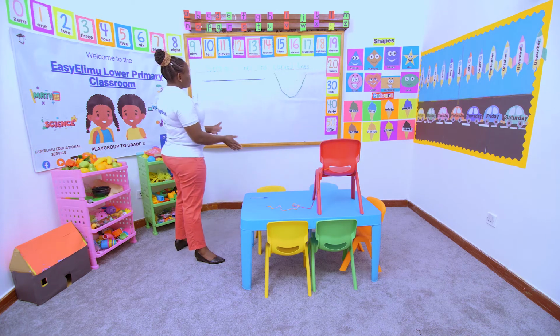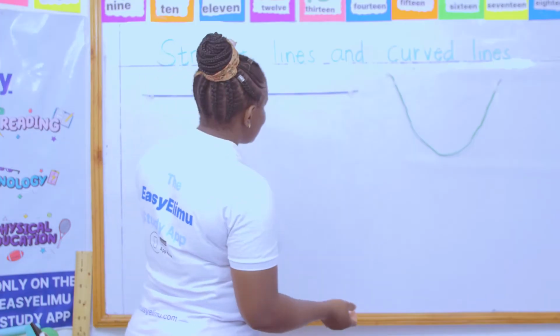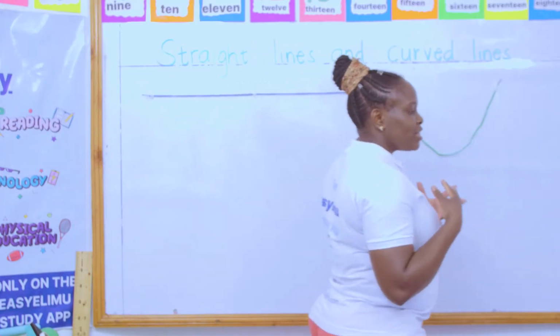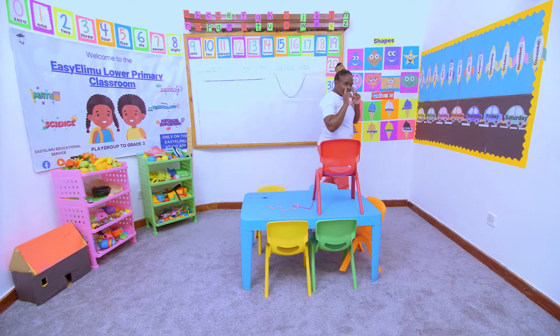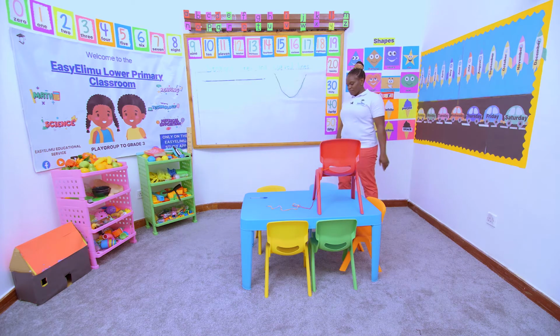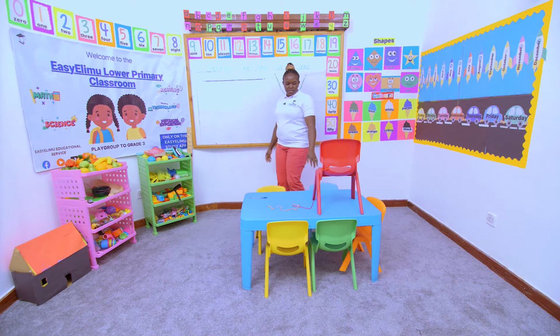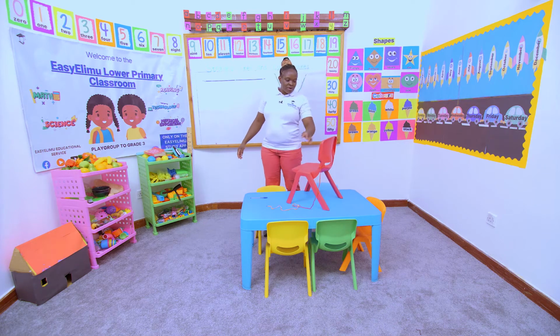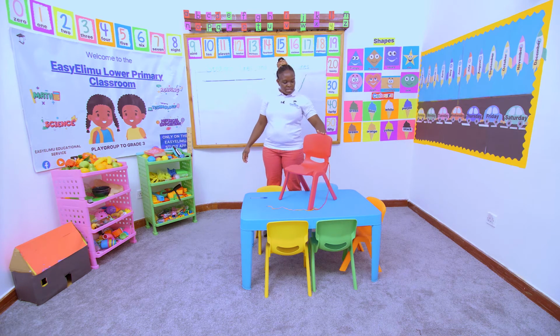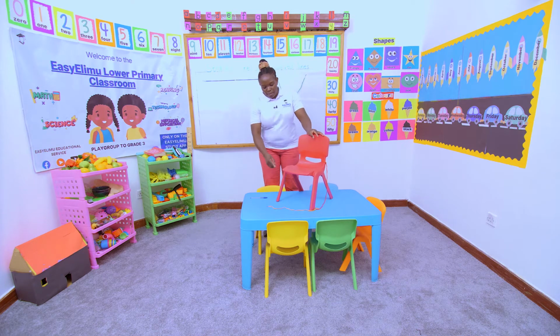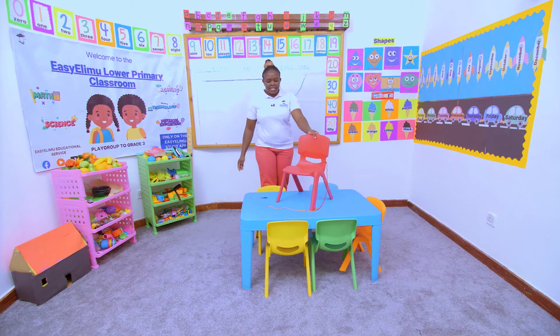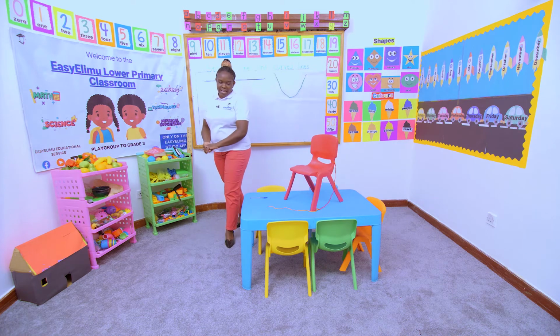Today we want to talk about straight lines and curved lines. There are things that have a straight line and a curved line at the same time in them. Look at this chair. When you look at this shape here, is it straight? No. What about the legs? They're straight. What about this one? Curved. So there are things that have curved lines and straight lines together.